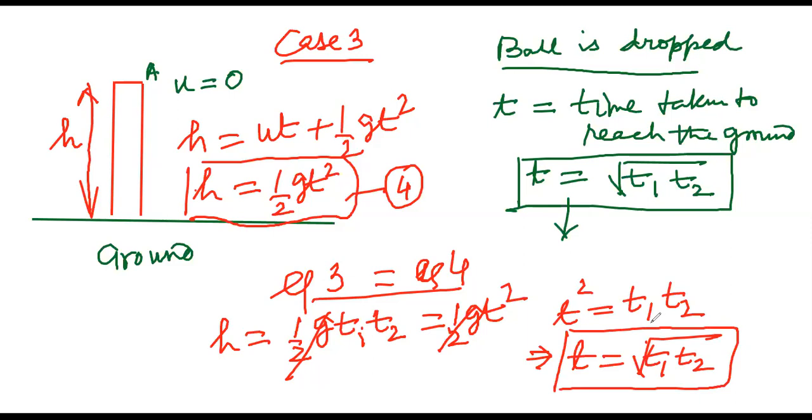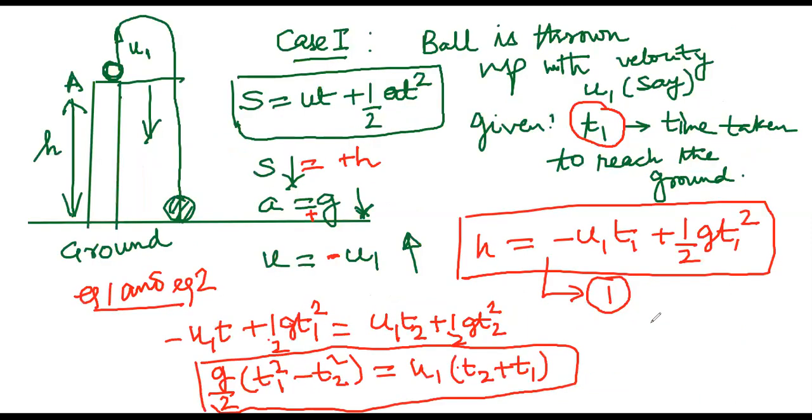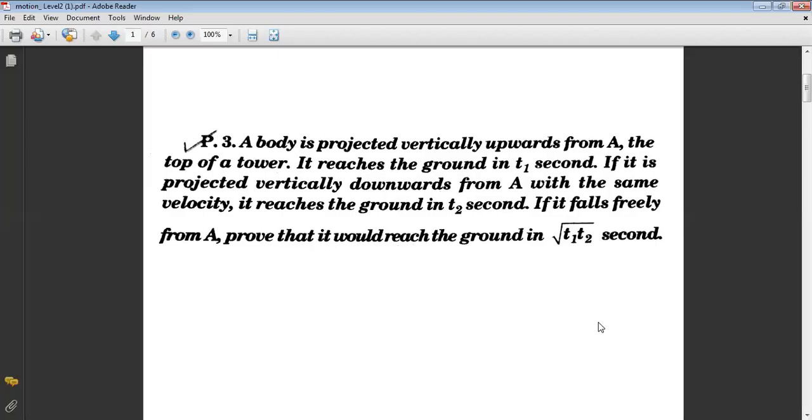Let me move on to the problem once again and repeat it. This was the problem. You remember, a body is projected vertically upwards from A, the top of the tower. It reaches the ground in t1 seconds. If it is projected vertically downward from A with the same velocity, it reaches the ground in t2 seconds. If it falls freely from A, prove that it will reach the ground in root over of t1 into t2 seconds. So this was my problem.